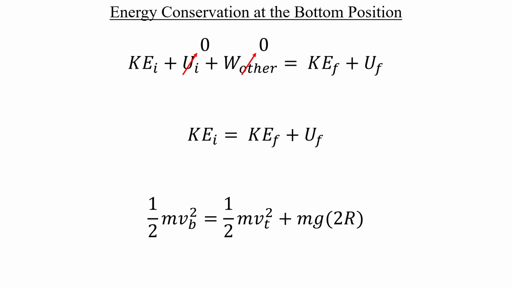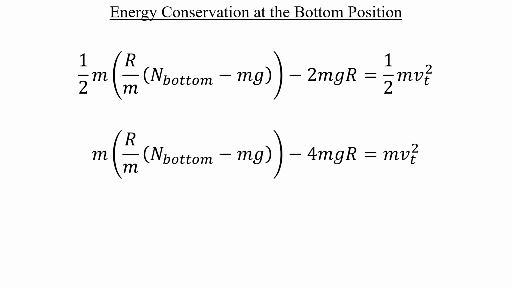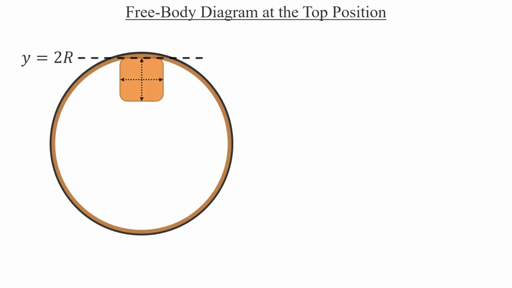Let's move our final potential energy term here over to the left and plug in our previous expression for the square of the speed at the bottom that we had from before. To get v sub t squared isolated on the right, multiply both sides by 2, and then divide both sides by the mass of the block. With that taken care of, we can move on to drawing a free body diagram of the block at the top position. Remember, it's at y equal to 2r now.